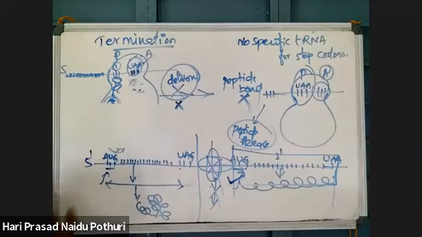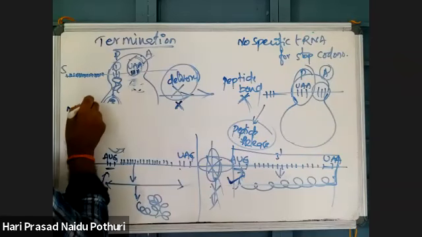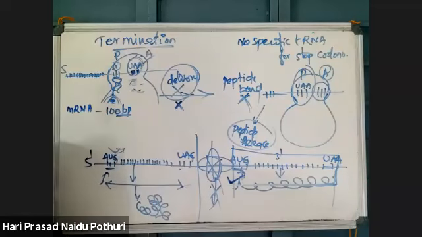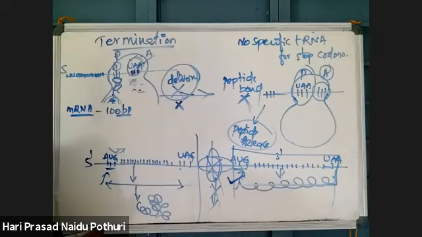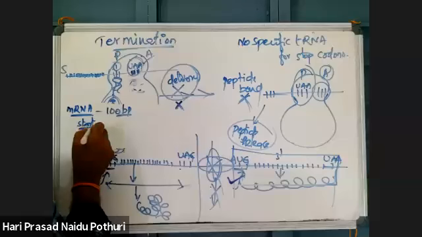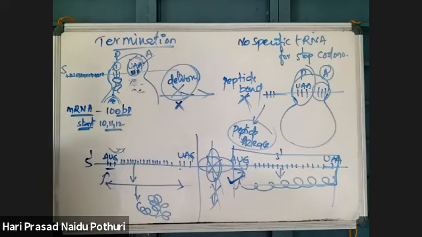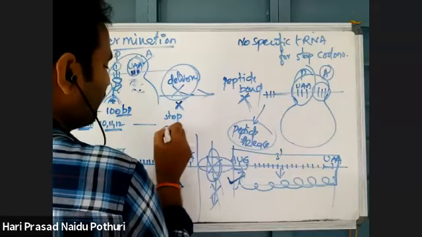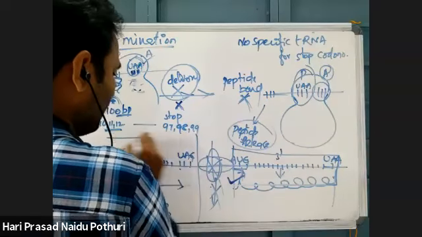Suppose an mRNA is there with 100 base pairs. In the mRNA with 100 base pairs, the start codon AUG will be there starting from 10, 11, 12 nucleotides. And the stop codon is made up of the 97th, 98th and 99th nucleotides.